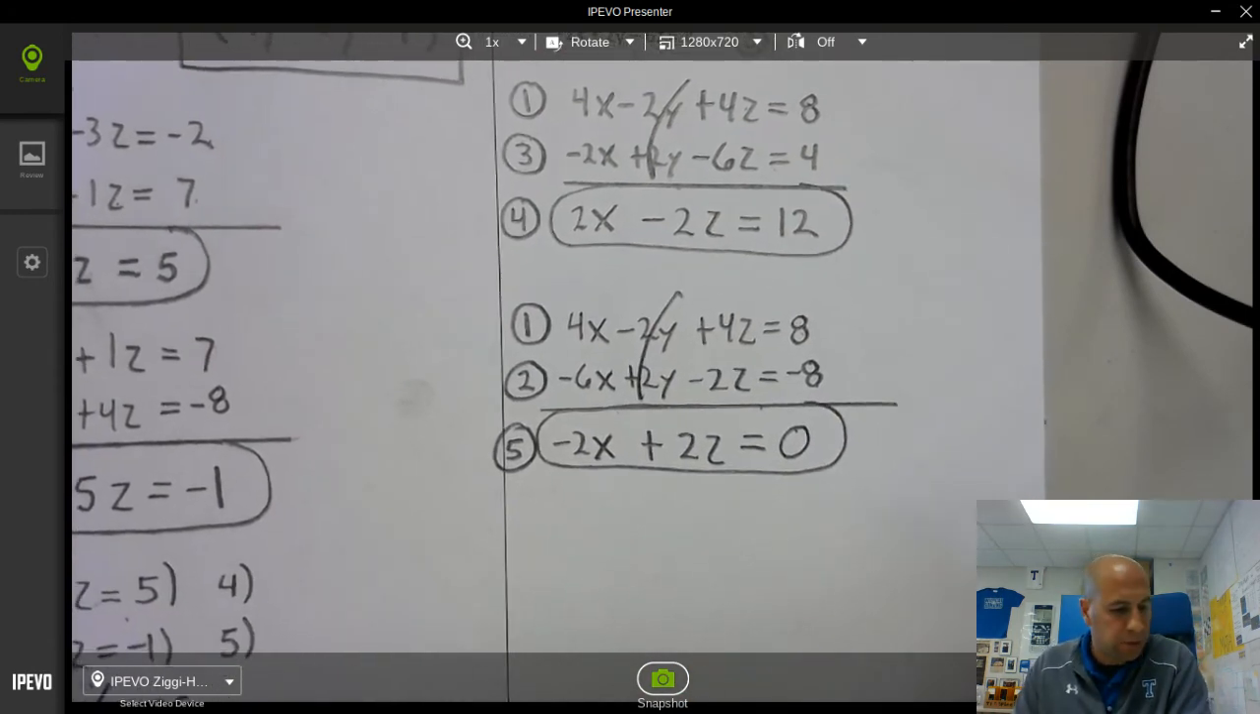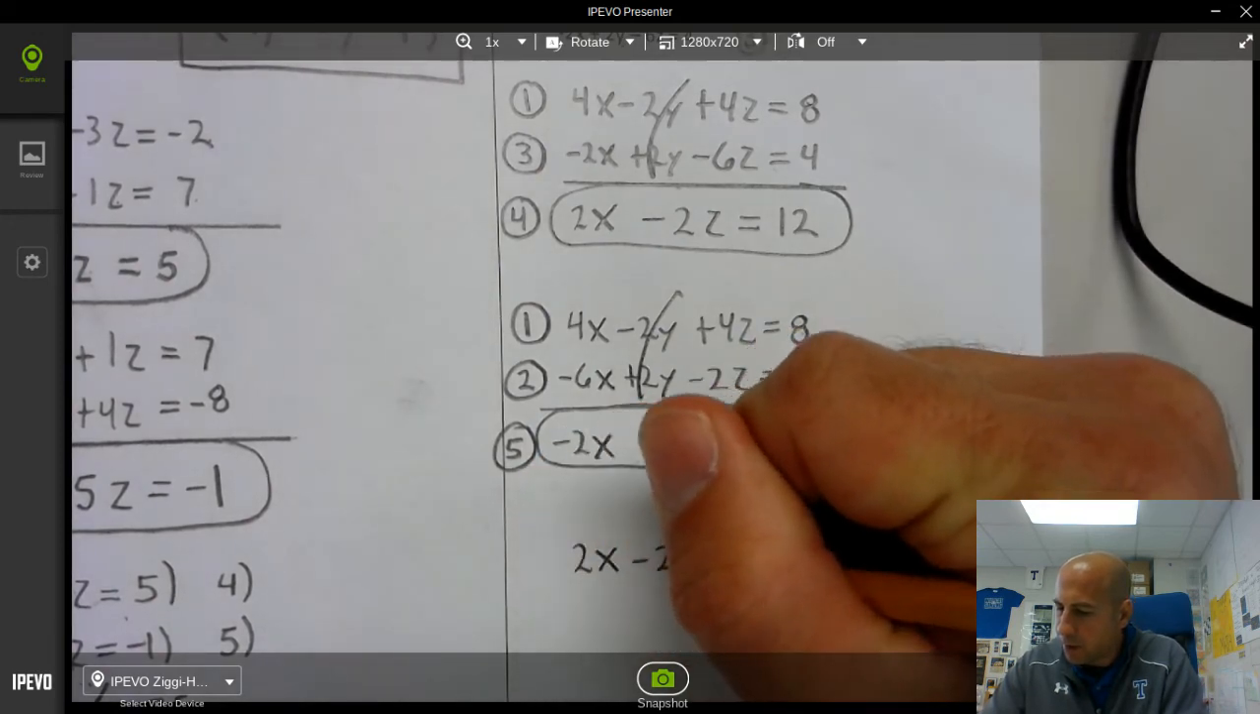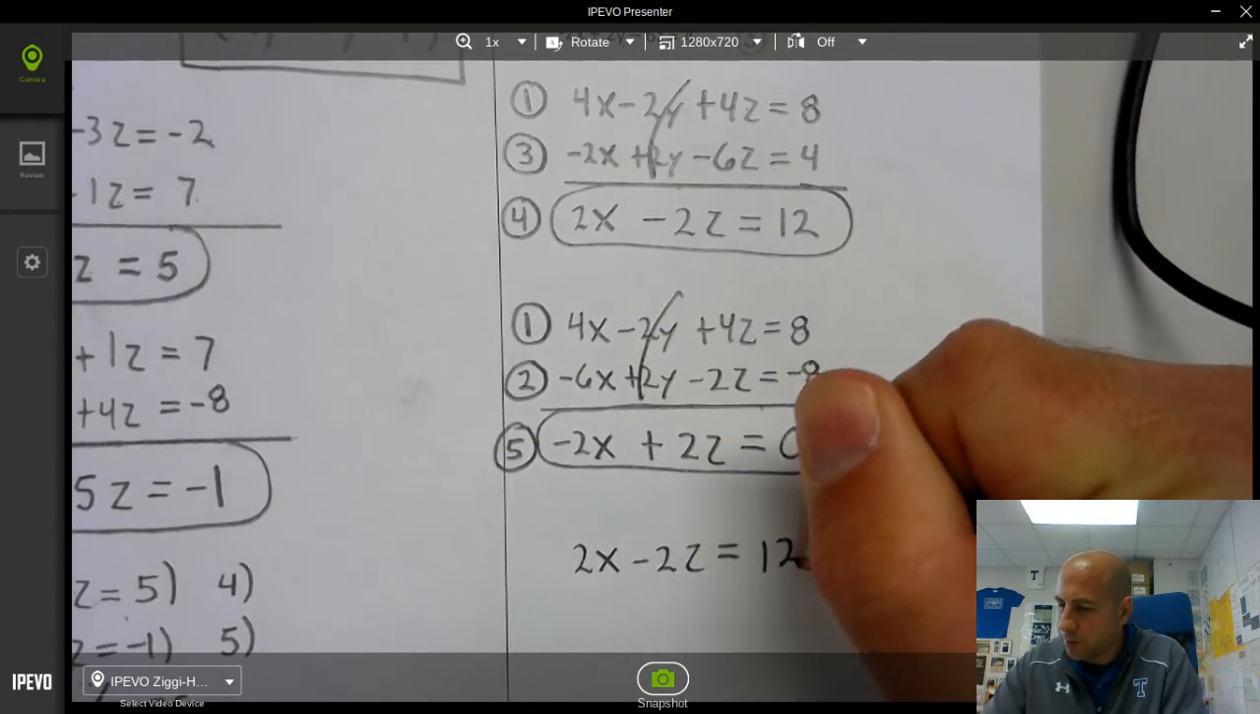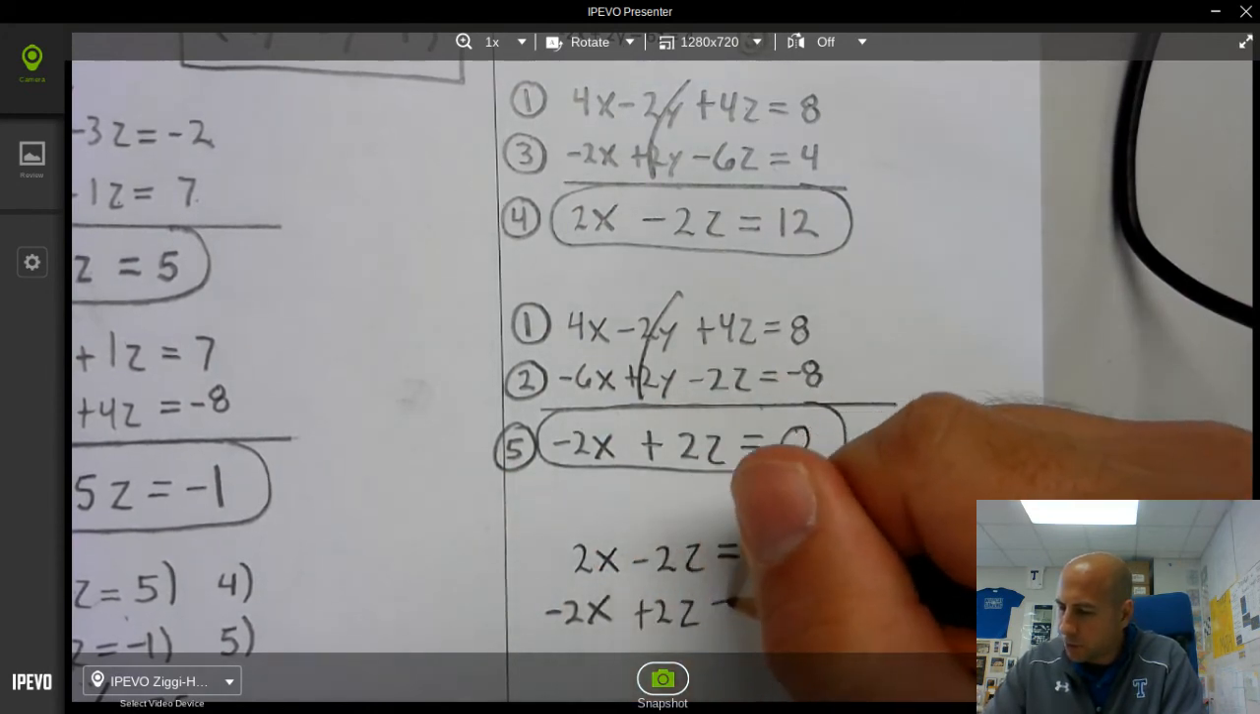All right, so now we're into step 4. Now solve equations 4 and 5. So here we have 2x minus 2z equals 12. Negative 2x plus 2z equals 0.